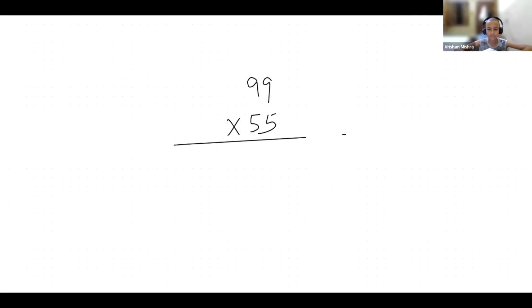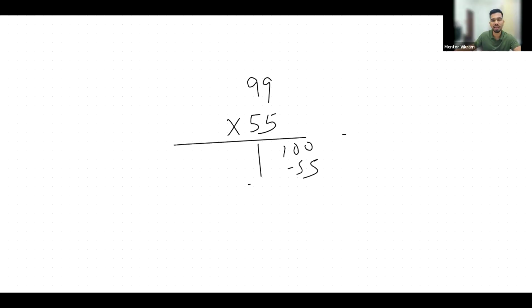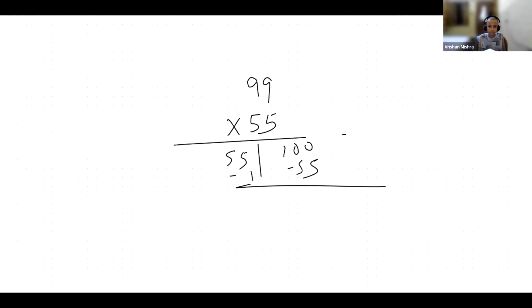Rishan, why don't we write down the whole step? Instead of directly going to the mental calculation stage, let's move step by step. We'll write down everything. We'll make the columns. We'll write 100 minus 55, we'll write 55 minus 1, and then do the calculations. Of course, there will be a stage when we'll be doing everything mentally, but now is not the time.